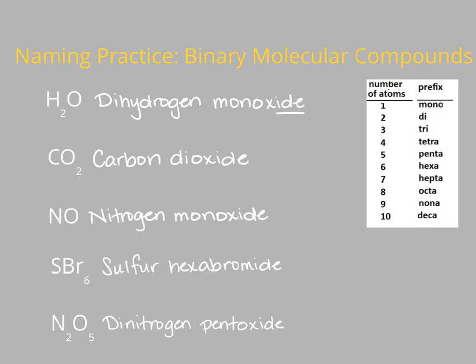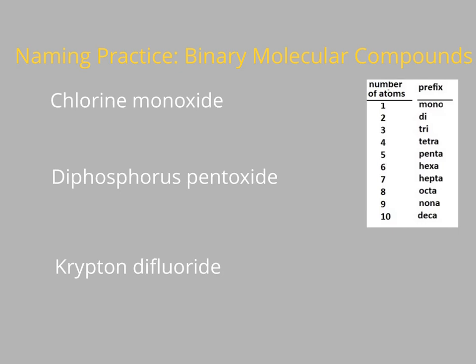All right, so check your work. For SBr6, you should have had sulfur hexabromide, and for N2O5, you should have had dinitrogen pentoxide. So for that one, we have multiples of each element, so each element needs to have its own prefix. No dropping prefixes on that last one. So now that we know how to go from symbol to words, let's try going backwards from words to symbol.